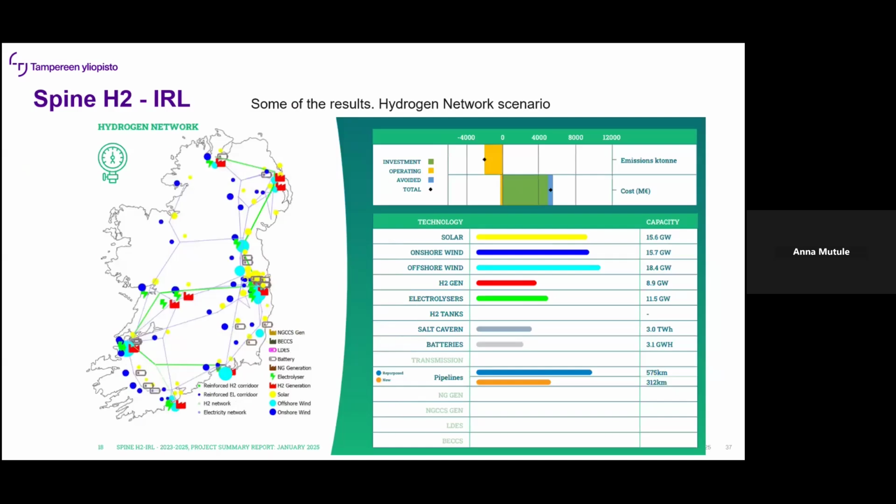So this is almost the end of my presentation. Examples from the different projects and different case studies developed by VTT using different tools, as I said, the Backbone, but now shifting more to SpineOpt.